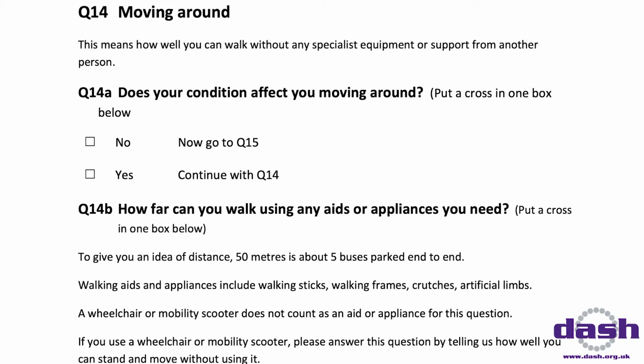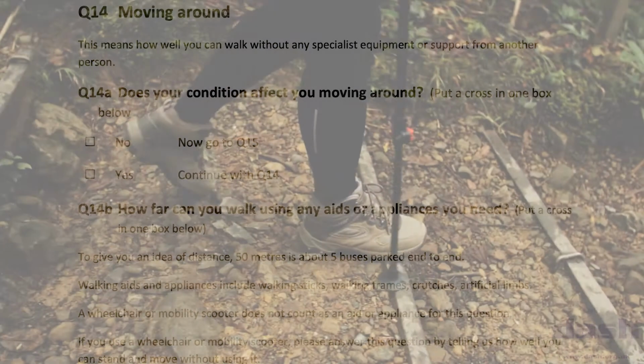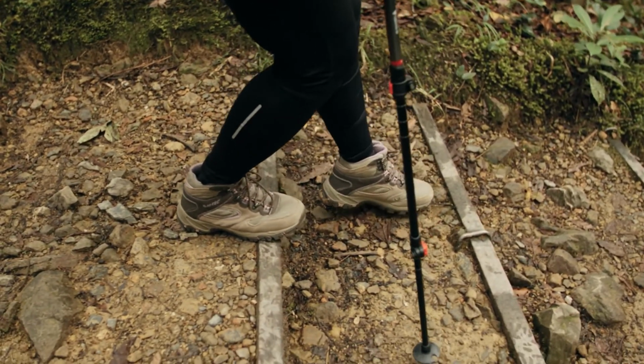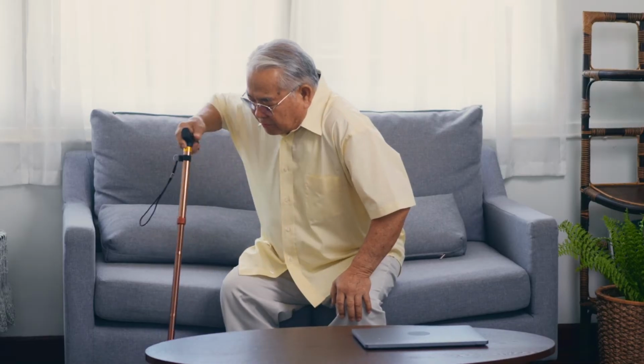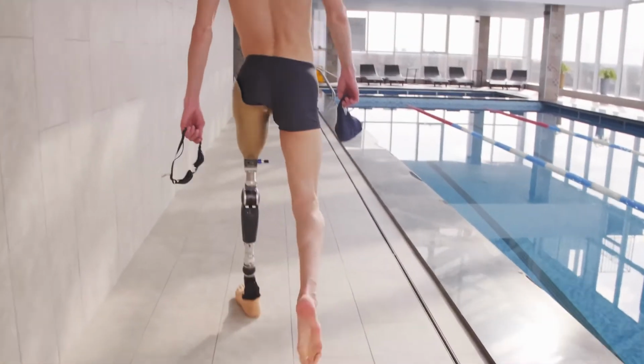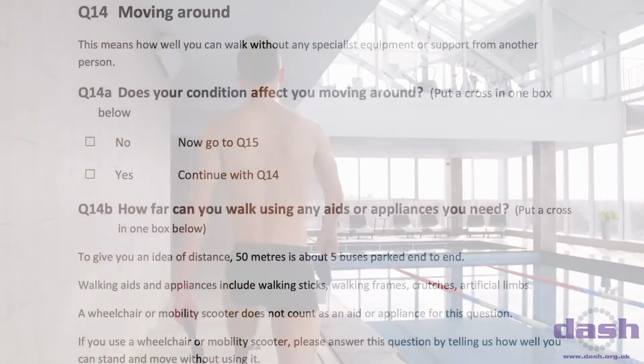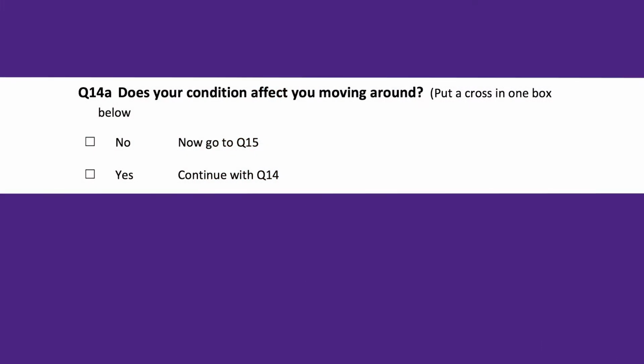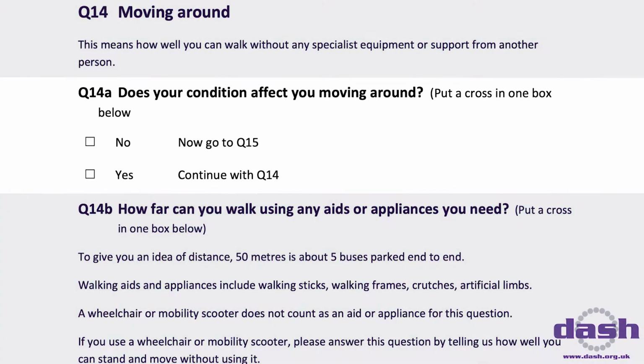Question 14a is a tick box question. This question asks you whether you need an aid or an appliance to walk. This can include, but is not limited to, walking sticks, walking frames, crutches, and prostheses. Please tick yes if your condition affects your ability to physically move around and continue with question 14, or tick no and move on to the next question.